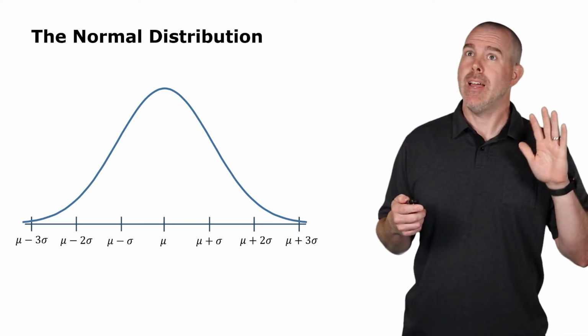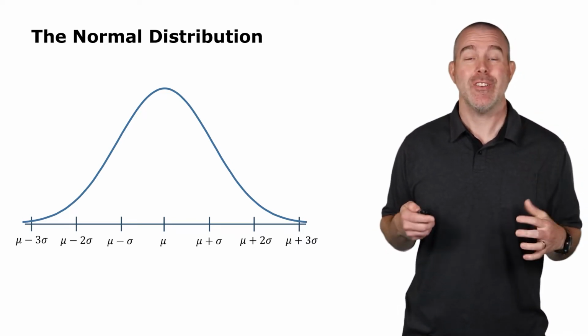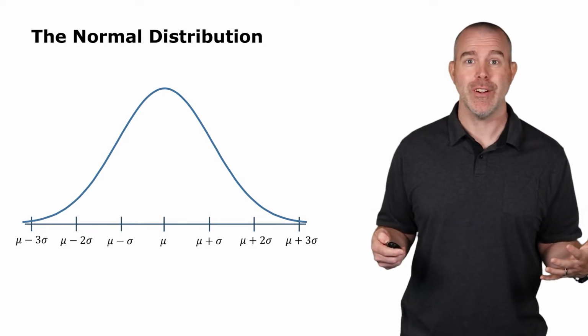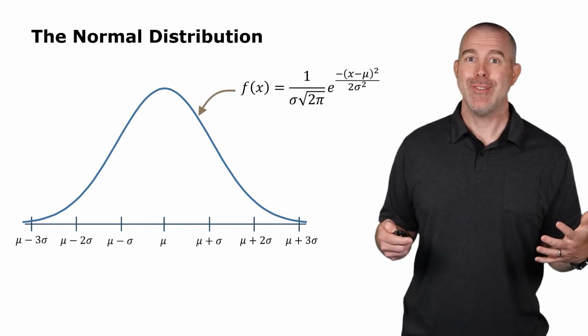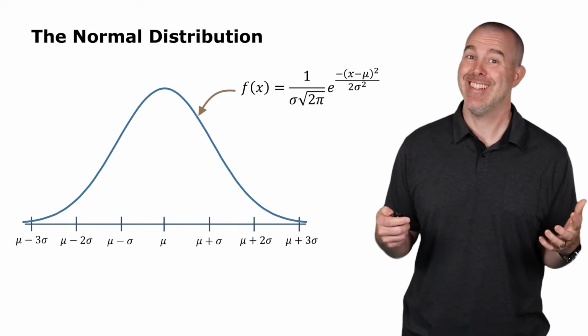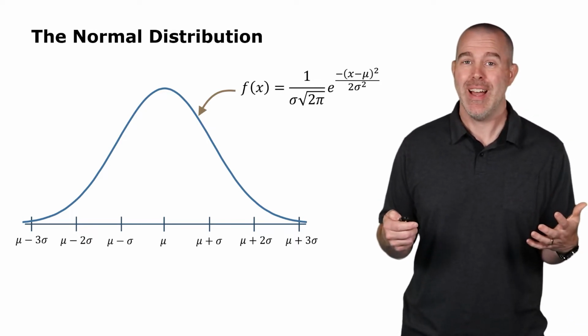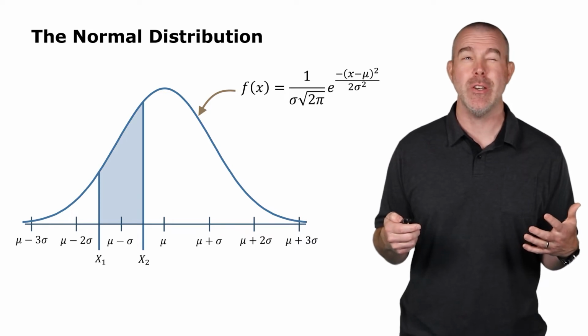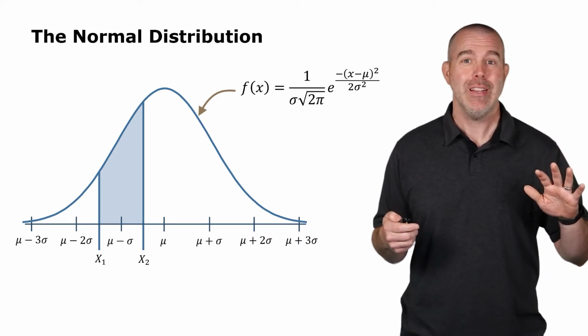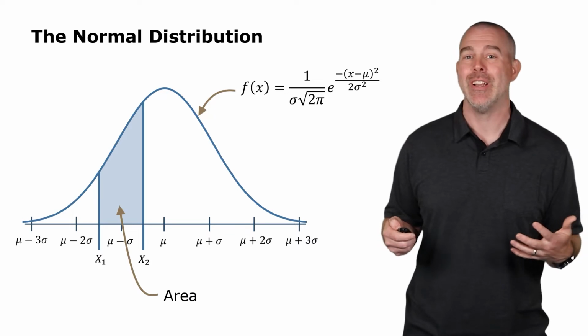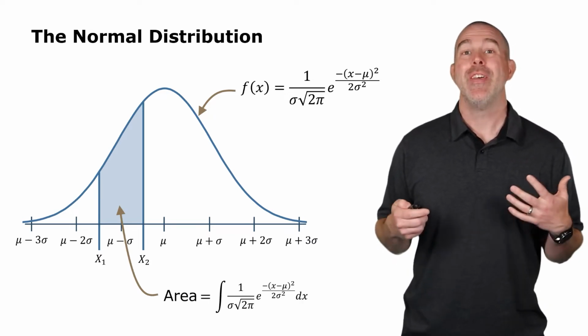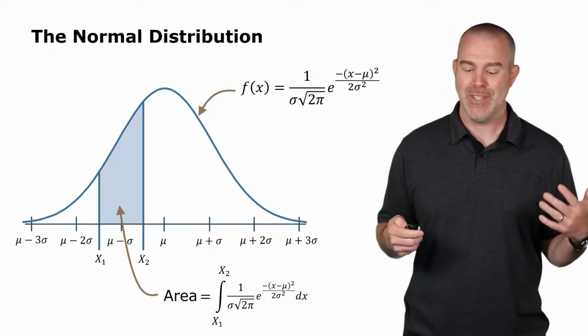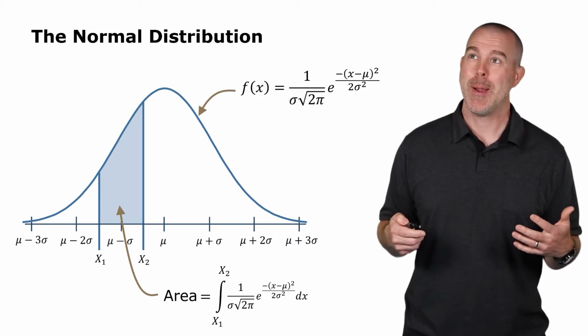Well, I have good news and bad news. Good news is there's actually a function for this curve. Bad news is it's a little crazy. And if you want to find the area between two particular values, say the area between x1 and x2, well, if you've had some calculus, you might remember this is actually an integral. We have to integrate this function from x1 to x2.